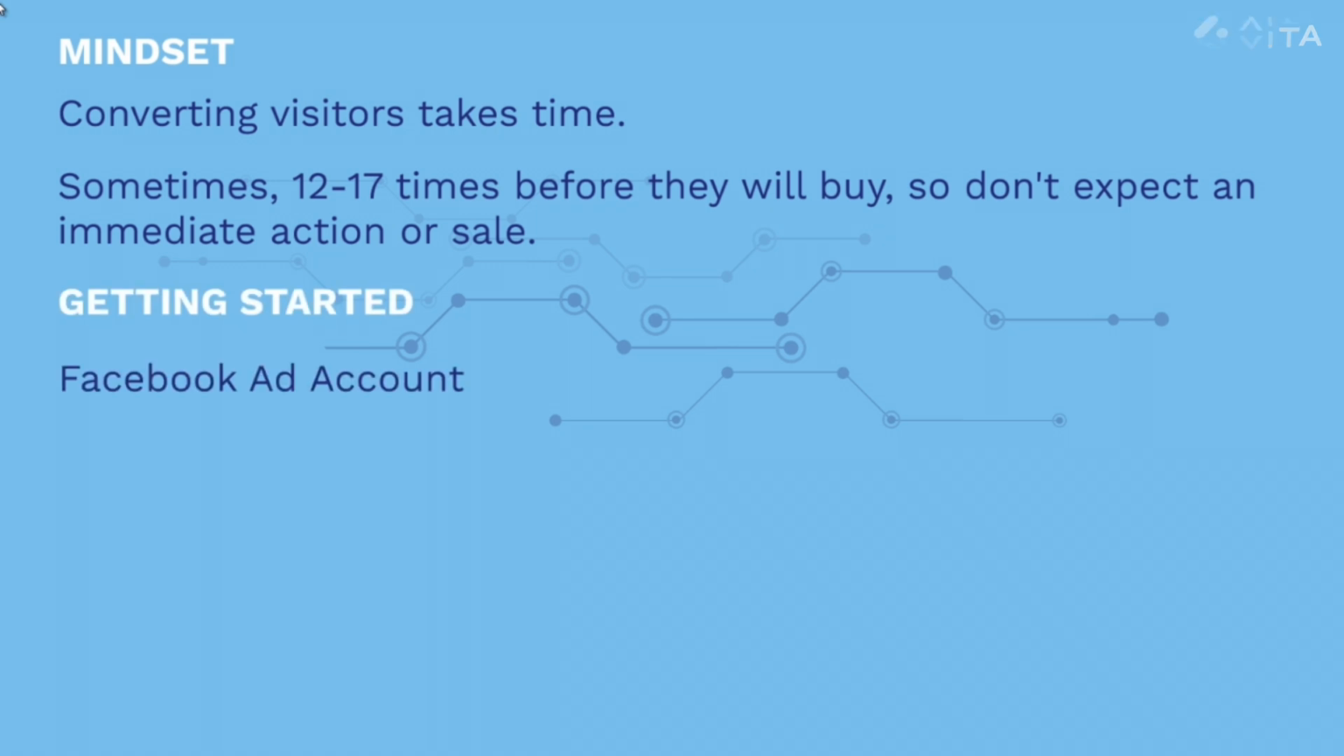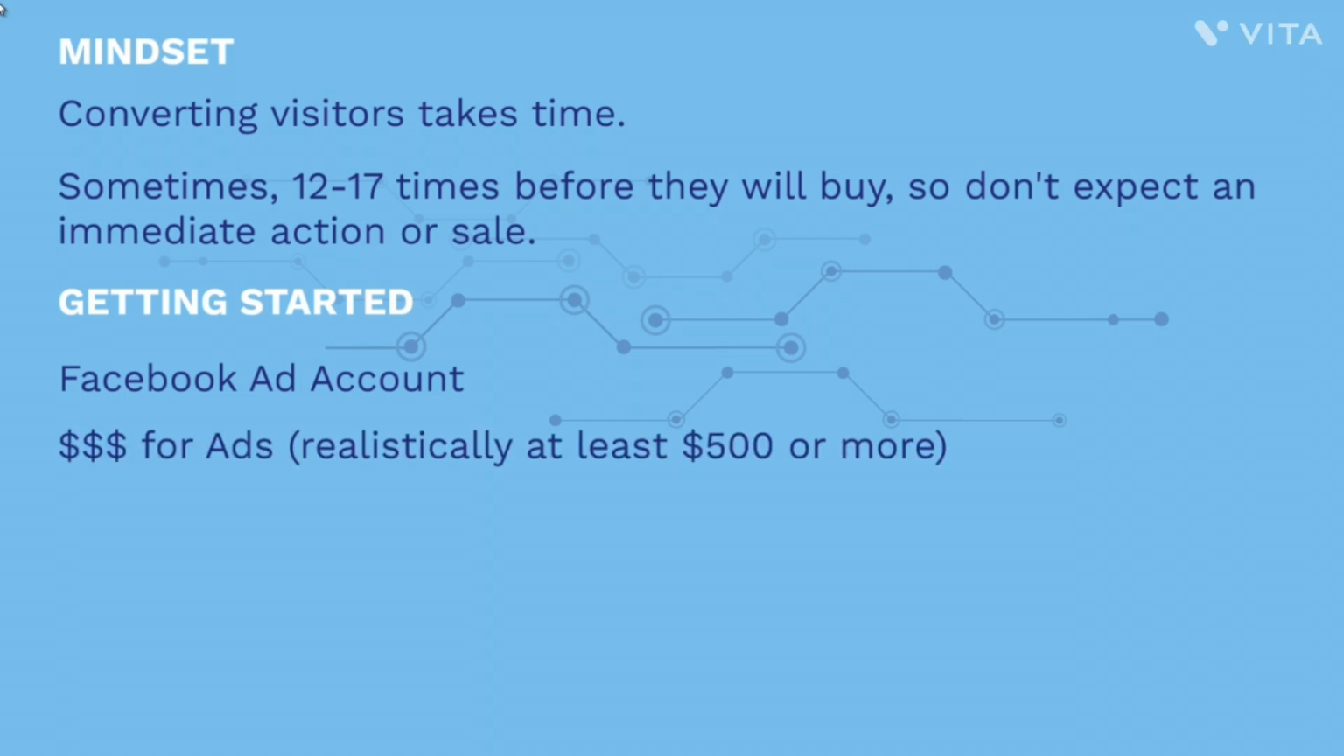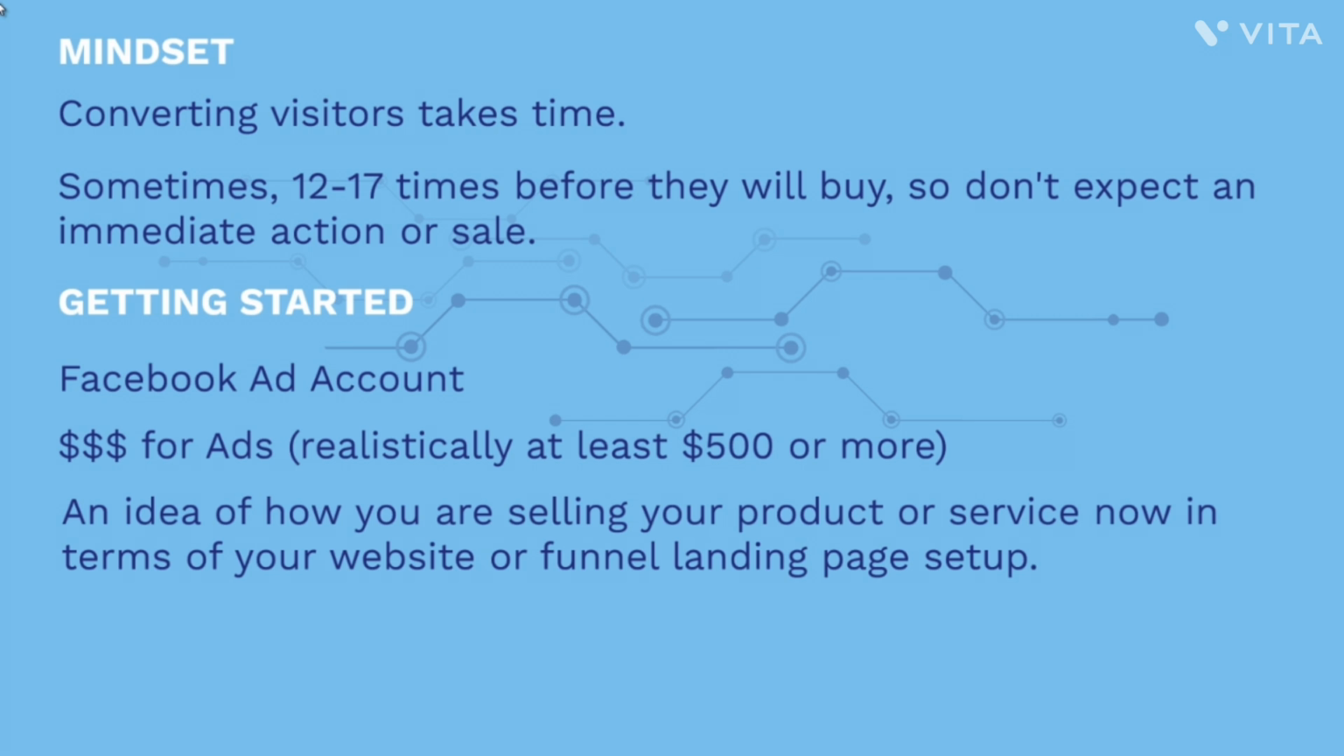Now, to get started, you're going to need these things. You're going to need a Facebook ad account, and in doing so, you'll also need a Facebook business account. You can go to business.facebook.com to get access to a Facebook business account. Having a business account is separate from the Facebook ad account. You'll obviously need money for ads, realistically at least $500 or more. This is not free by any means, but it's a great way to test things and find results right away.